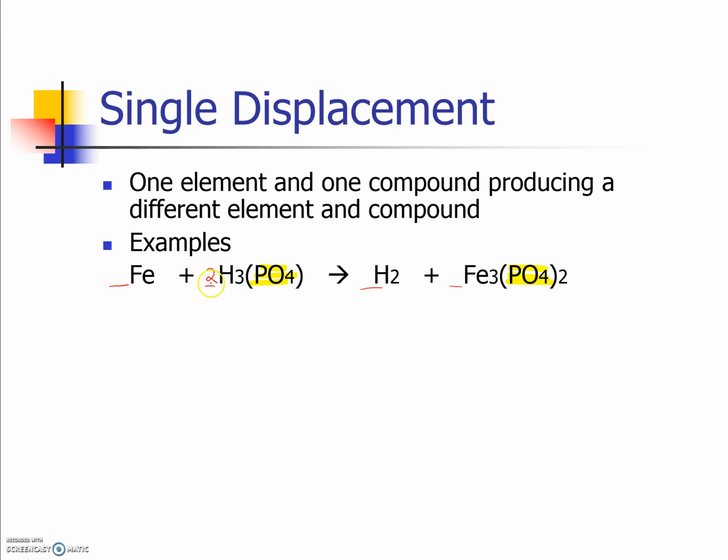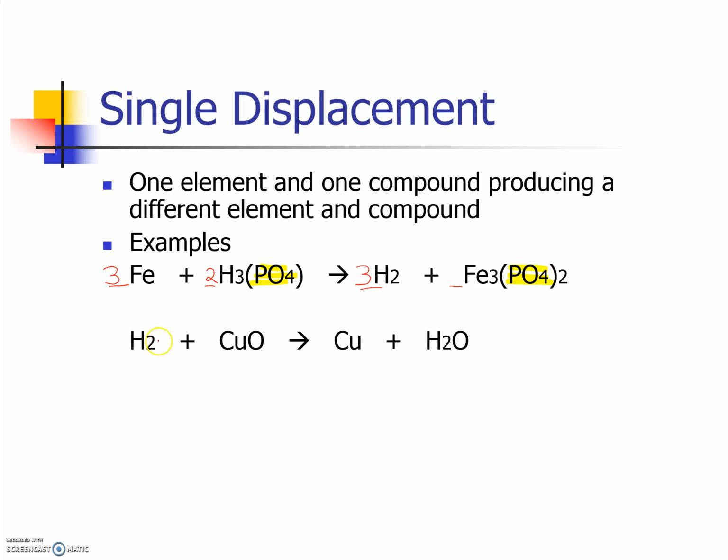Then I'm going to look here and I'm going to say, well, that changed my 2 times 3. Now I have 6 hydrogens, so I need to put a 3 here. And then I have 3 irons, so I need to put a 3 here. And that makes my equation balanced. Okay, so even though it's a more complicated reaction, my balancing is still pretty straightforward and pretty simple. I don't have any large numbers.